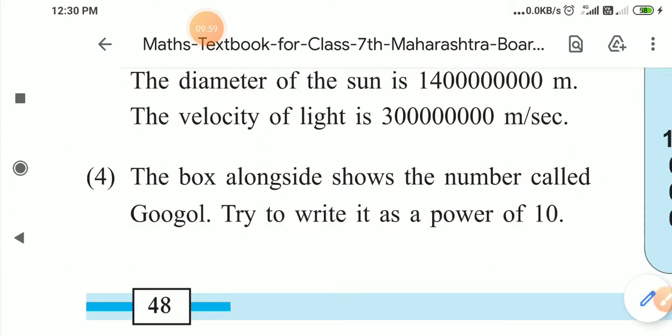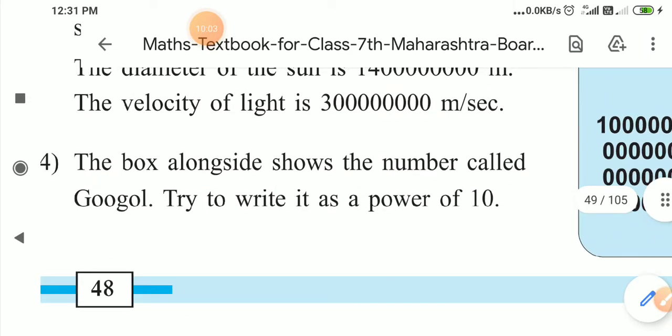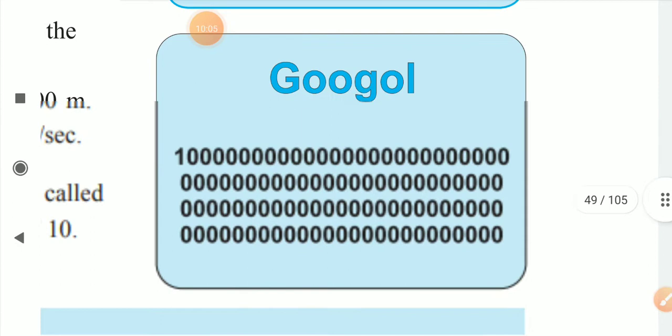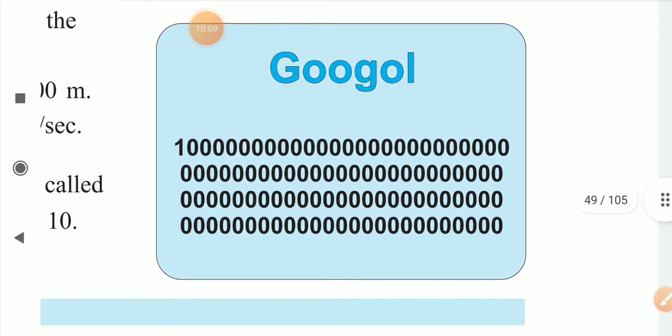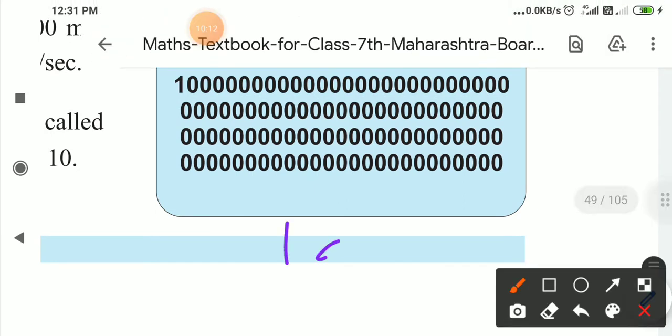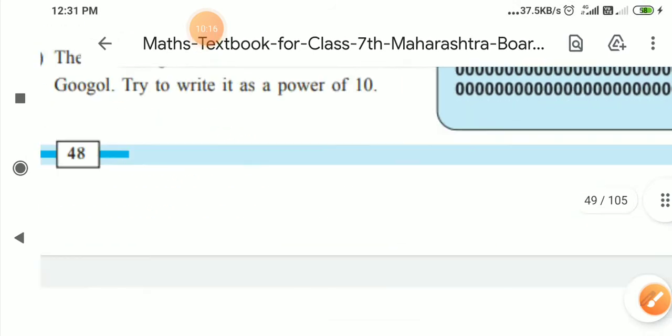The box alongside shows the number called a googol. Try to write it as a power of 10. Count the zeros and write it. Okay, how many zeros are there? Here write 10. How many zeros are there? Just count it and write it. I am not going to count. You just count. It is the activity.